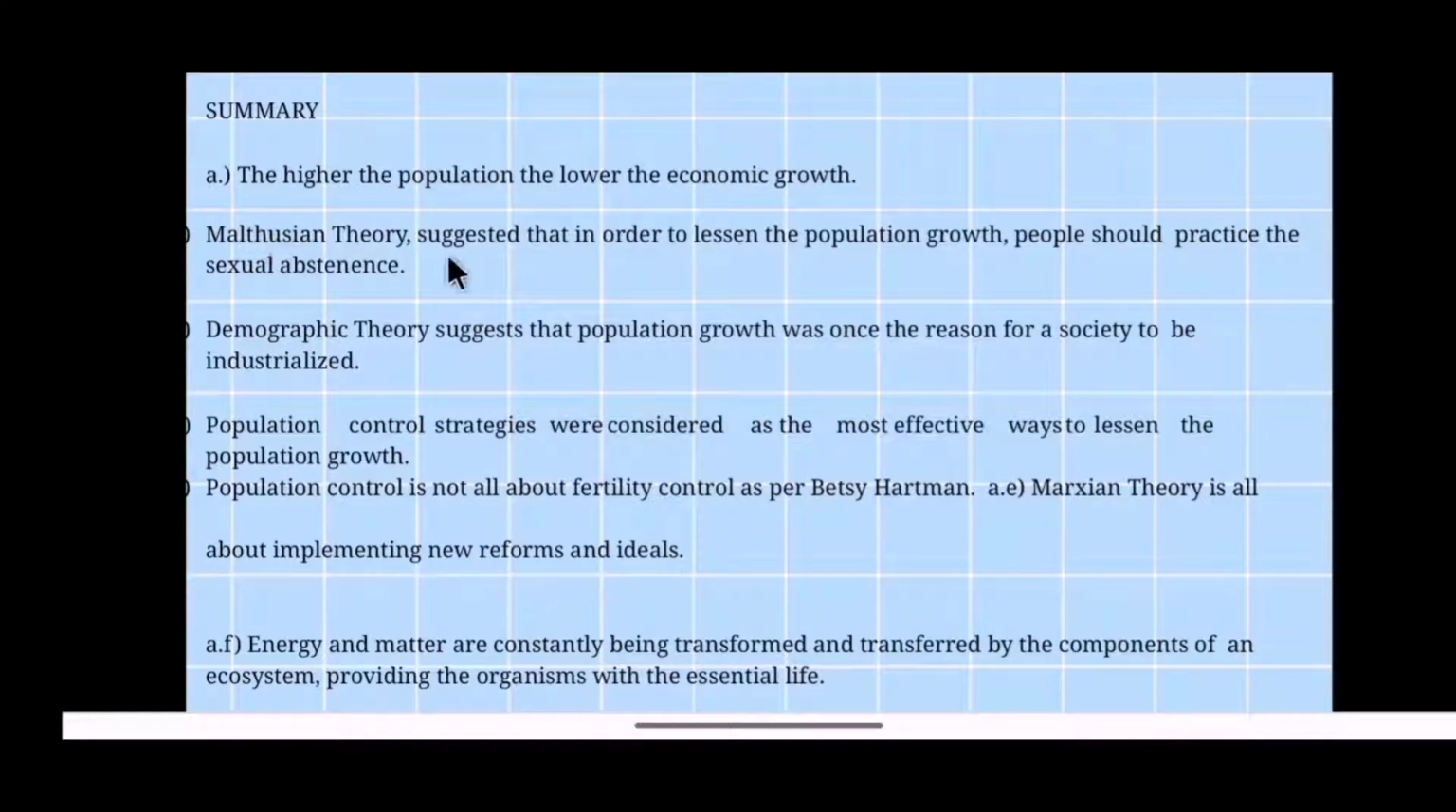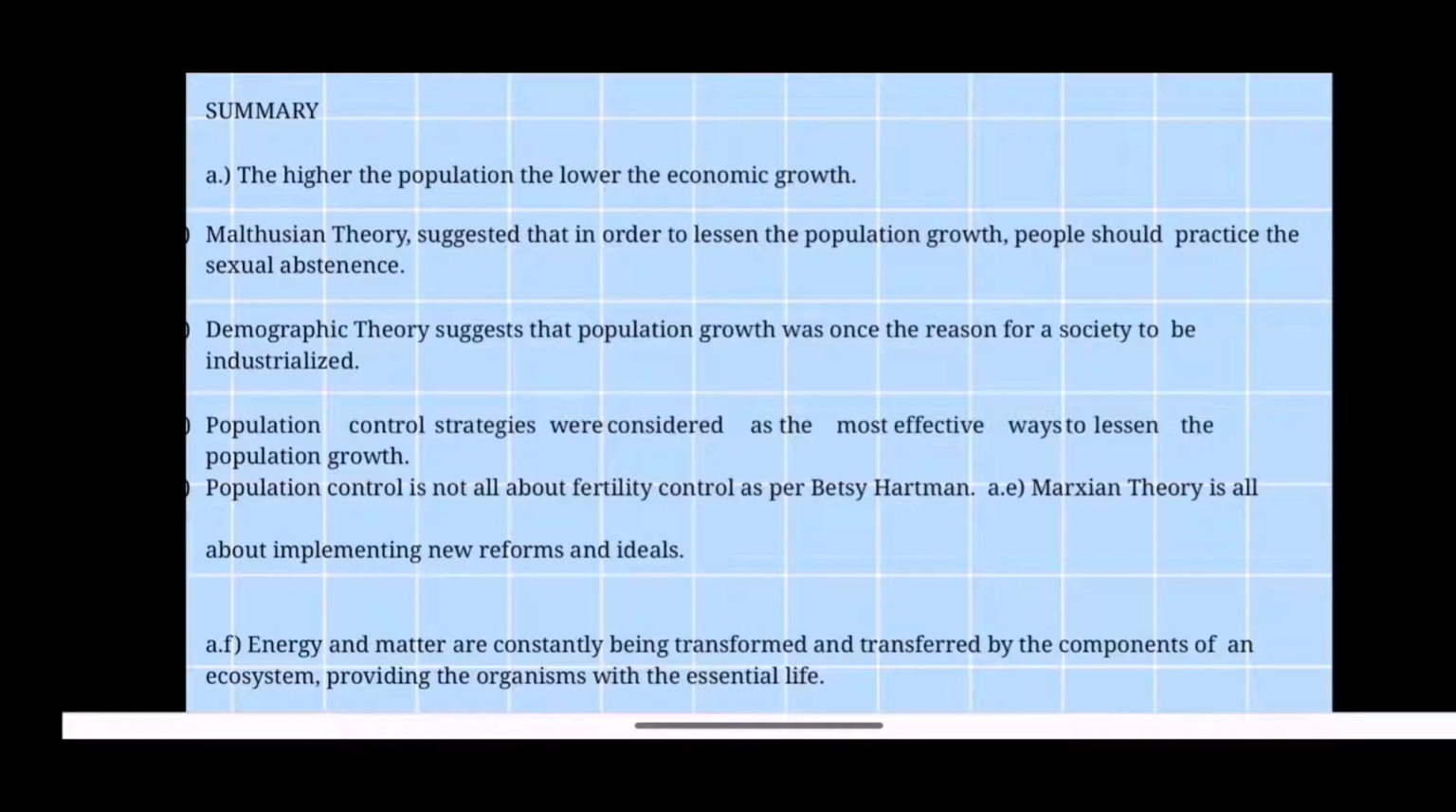Second is the malnutrition theory, which suggests that in order to lessen the population growth, people should practice sexual abstinence. And ang malnutrition theory, ang pinupunto lang nito ay ang iwasan ng tao ang ma-engage in different sexual activities that resulted in some vigorous and bizarre casualties. And for the demographic theory, it suggests that population growth was once the reason for a society to be industrialized. So if we hear the word that the society needs to be industrialized, demographic theory is the theory behind that theme. And population control strategies were considered as the most effective ways to lessen the population growth.